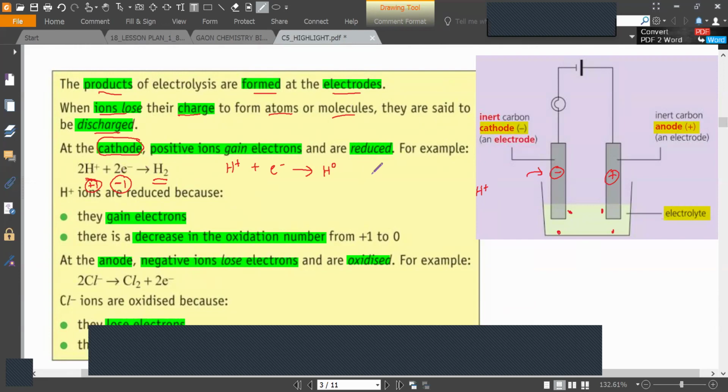At first, this is hydrogen with no electron. So now it got one electron. Okay, so this is the discharge process.